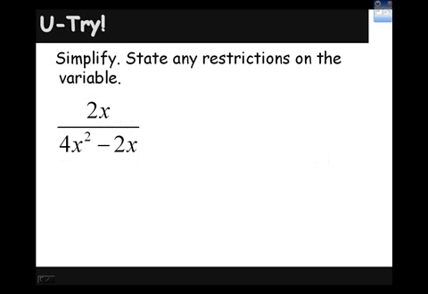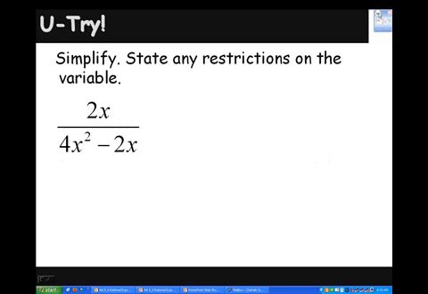Here's one for you to try. Simplify and state any restrictions. Pause the video right here. When you're ready to check your answer, press play.